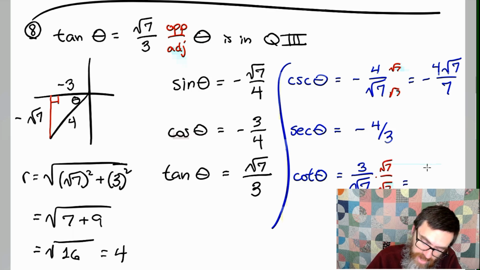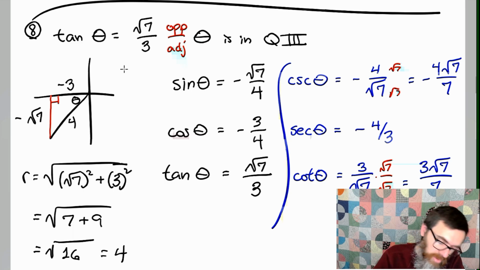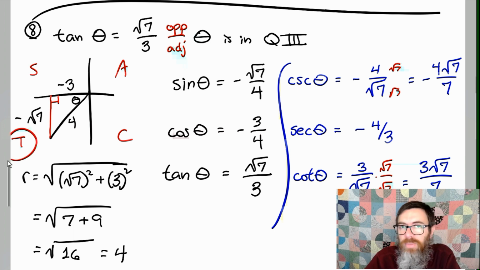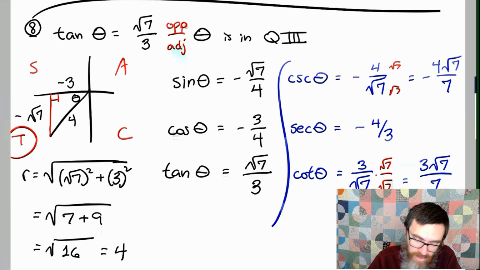Rationalize, we have 3 square roots of 7 over 7. All students take calculus. In quadrant 3, only tangent was going to be positive, and also cotangent. And we see here with our work that that's true. Only tangent and cotangent were going to be positive from this. All right, and let's look at the next one.